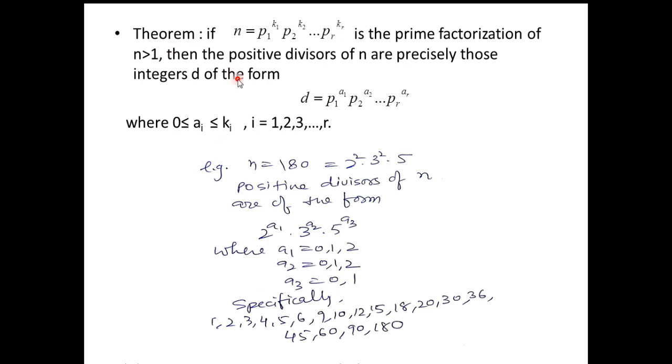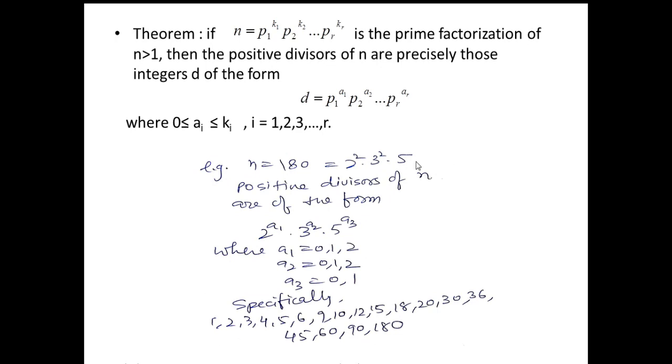Let us see this important result. When n is greater than 1 and n is given in this prime factorization form, p1 to the power k1, p2 to the power k2, and pr to the power kr, then the positive divisors of n are of this form, p1 to the power a1, p2 to the power a2, pr to the power ar. These ai's are less than or equal to ki's.